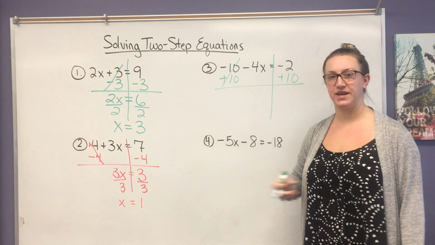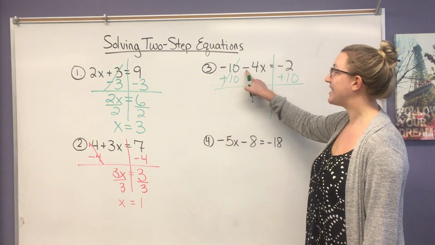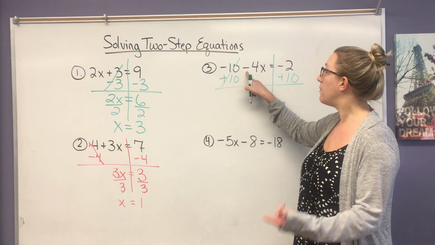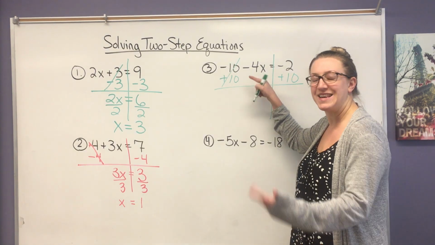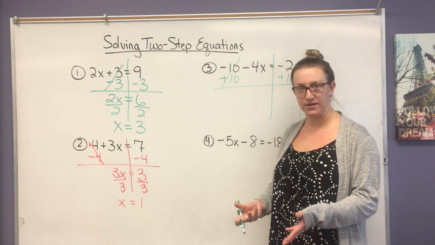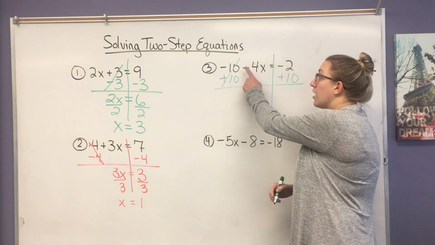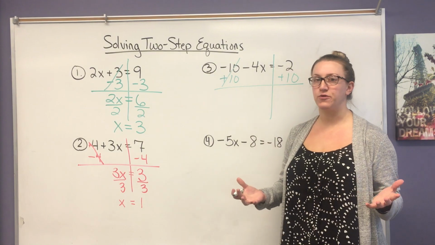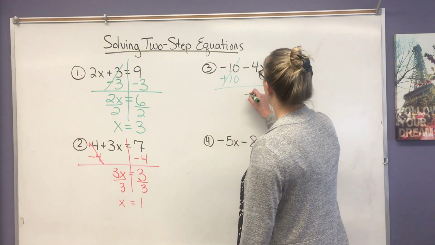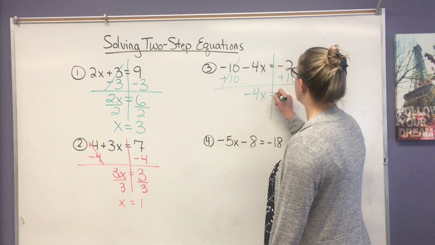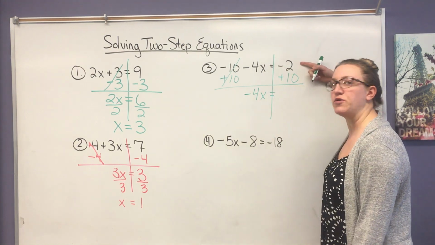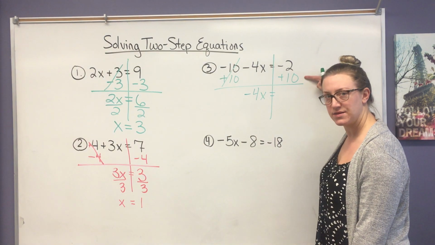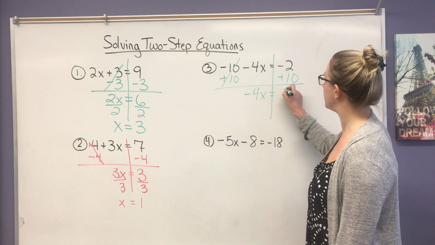Negative 10 plus 10 makes a 0. I'm left with negative 4x. Do not forget that sign. Multiplying by 4 and multiplying by negative 4 are two different things. Think about owing someone $4 or having $4. Two different scenarios, right? So negative 4x needs to be brought down. And then once again, if you need the calculator, that is okay. Negative 2 plus 10 is positive 8.